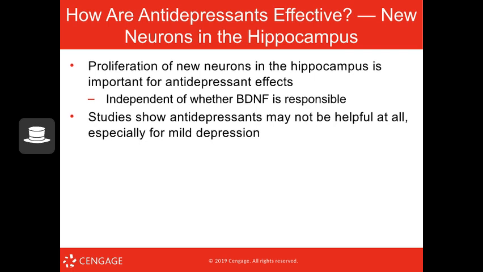And one thing to note is that studies of antidepressants have shown that they might not actually be helpful for some types of depression. When you're looking at very mild depression, or even some moderate forms of depression, we don't see the same efficacy of an antidepressant drug that we would see if we were dealing with severe depression. So antidepressants for mild depression don't really seem to do better than the placebo.